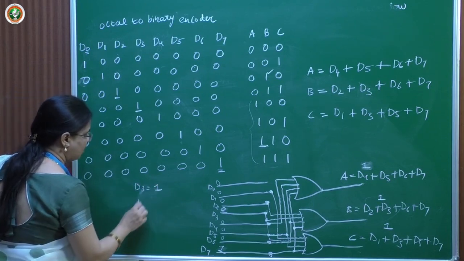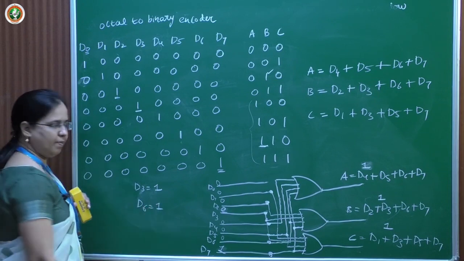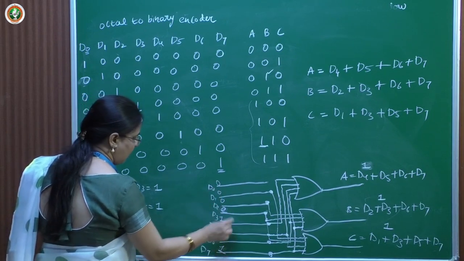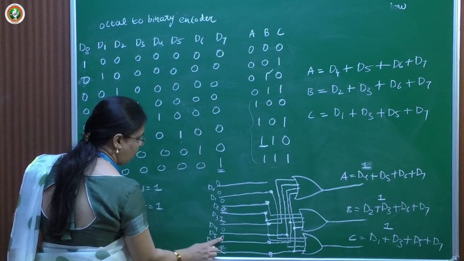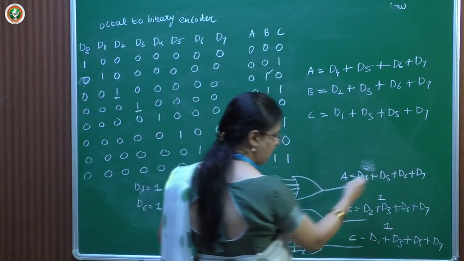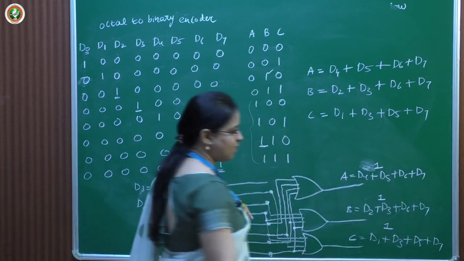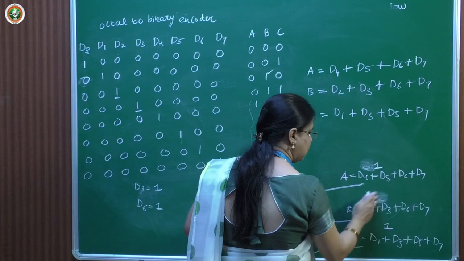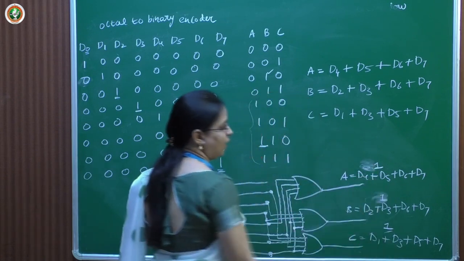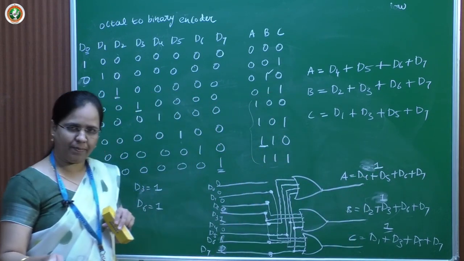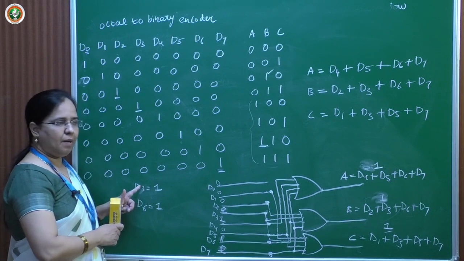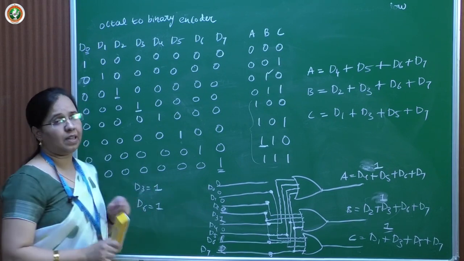I will take D3 as 1 as well as D6 as 1. So among all these values, D0, D1, D2, D3 is 1, and even here D6 is 1, remaining all are 0. In this situation, try to substitute in this. Do we have D3? No, but we have D6, so this will become 1. In this case, you have D3 and D6, it is an OR gate, so I am going to get 1. Here also you have D3 as 1, so I am going to get the output as 1, 1, 1. We had given D3 and D6 as 1, so it has to give me either binary 3 or binary 6. But I am getting the output as binary 7.